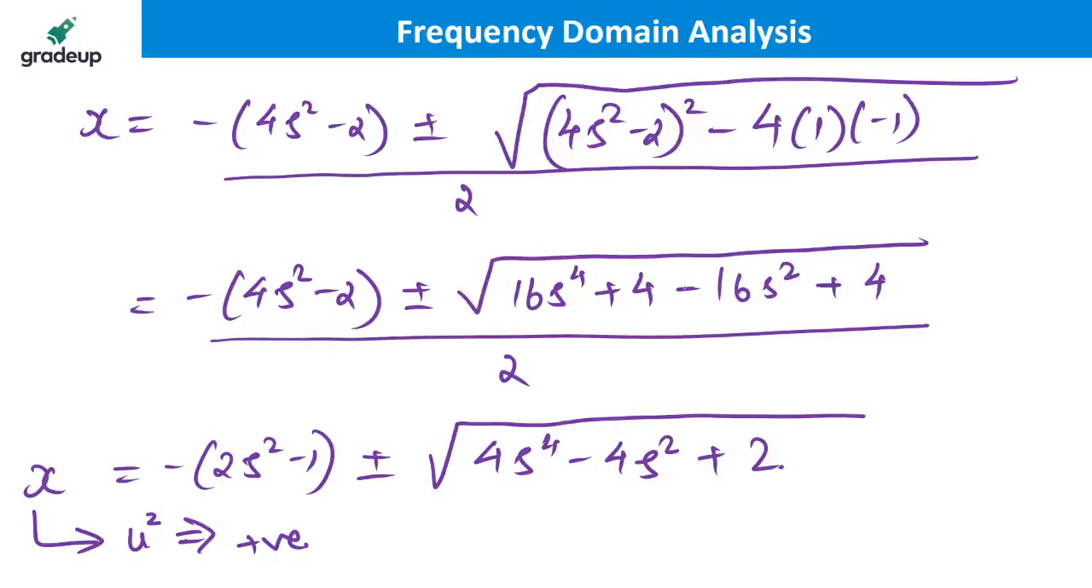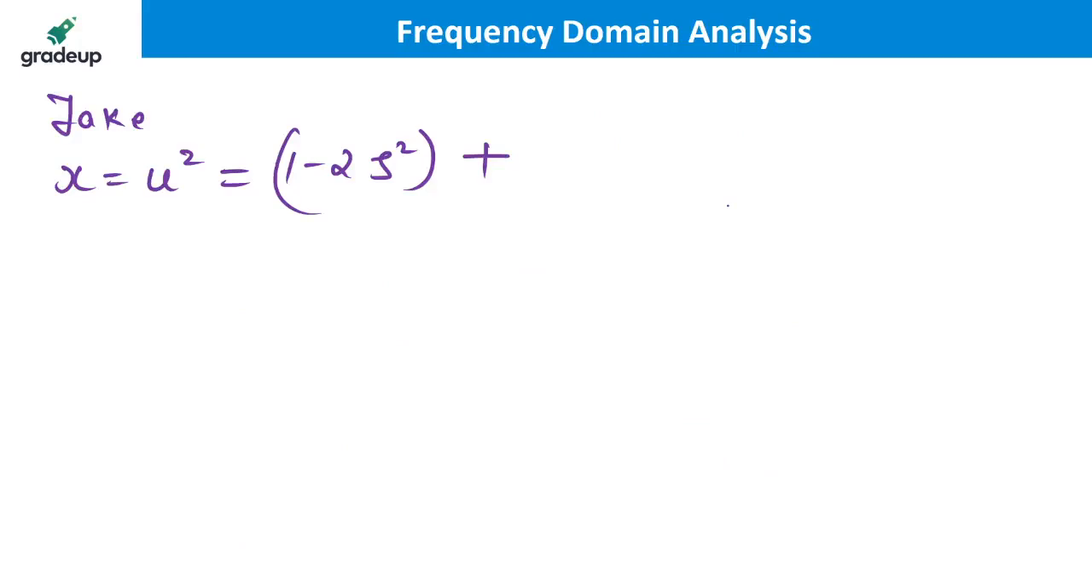No, it will be 16 only. 2ab, 2 into 4 into 2, 2ab, it is 16 only, plus root over 4 zeta power 4 minus 4 zeta square plus 2, taking only the plus solution.